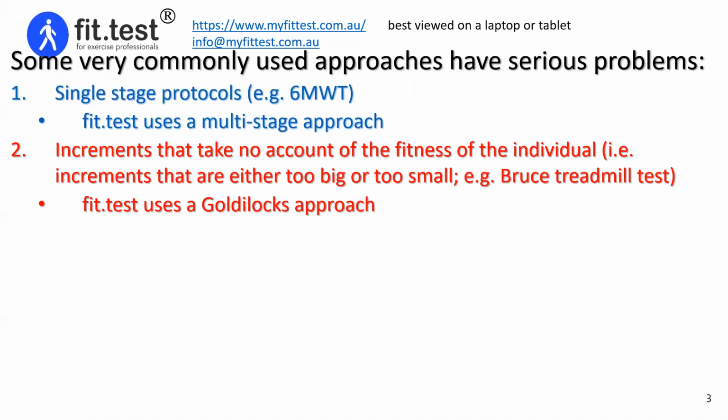Increments or increases in exercise intensity, if you are using a multi-stage approach, that take no account of the fitness of the individual or even the health of the individual at times, using increments that are either too big or too small. And the best known example of this is the Bruce treadmill test. fit.test uses a Goldilocks approach, in other words, an individualized approach that I'm going to show you here and in many of my other videos.